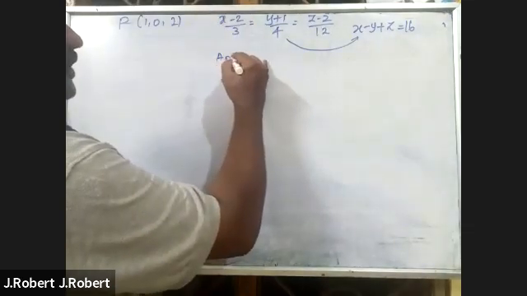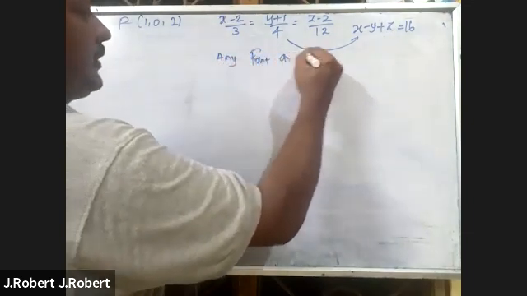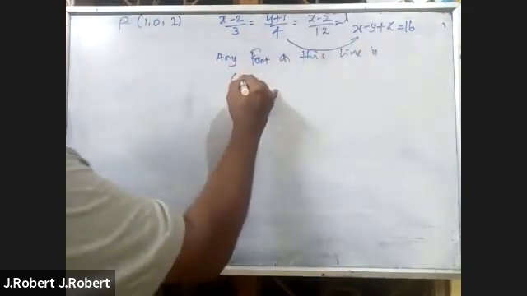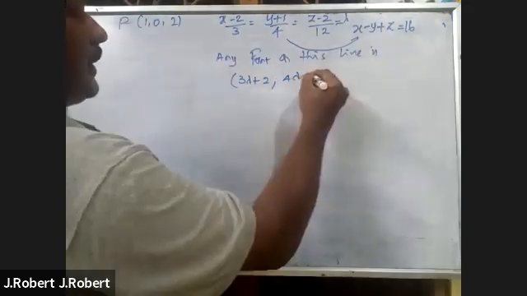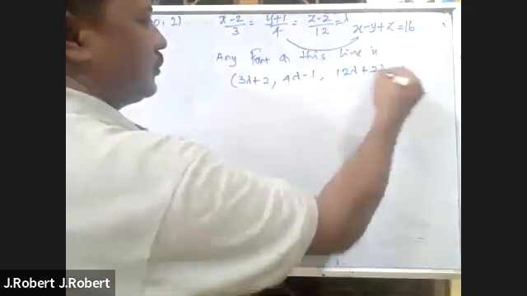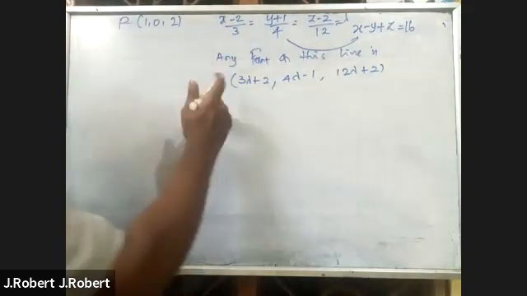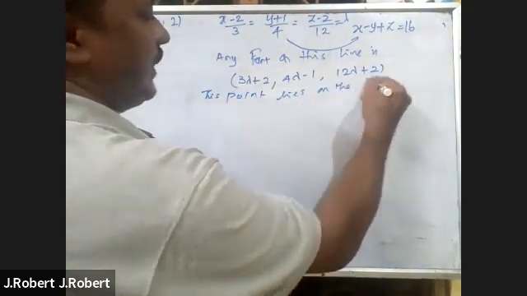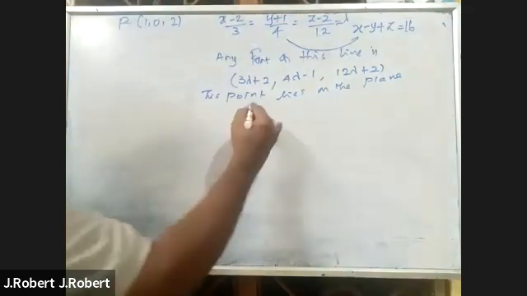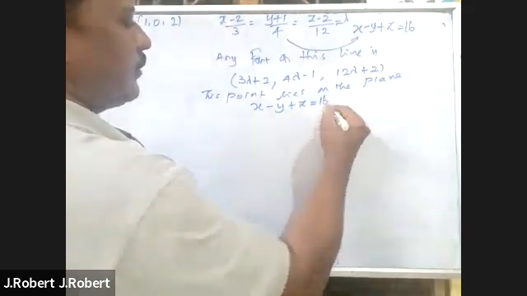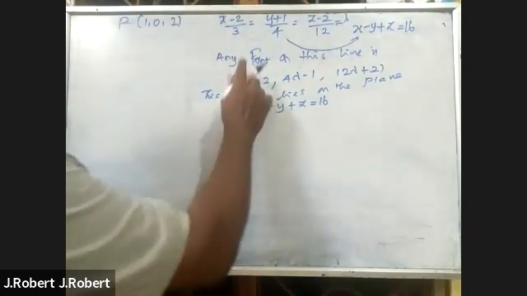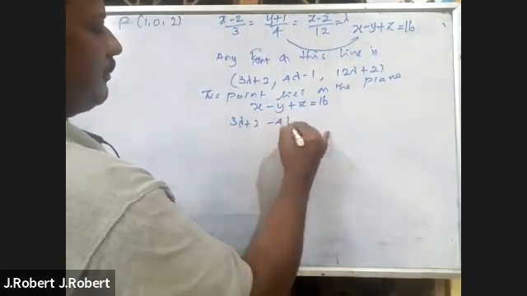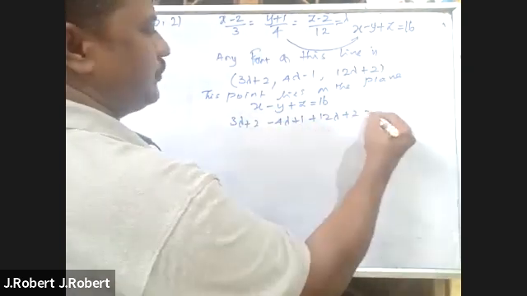Any point on this line, you can put this as equal to lambda: 3 lambda plus 2, 4 lambda minus 1, 12 lambda plus 2. So this is called any point on the line. This point lies on the plane x minus y plus z equals 16. So now I can take x as 3 lambda plus 2, minus 4 lambda plus 1, plus 12 lambda plus 2 equals 16.